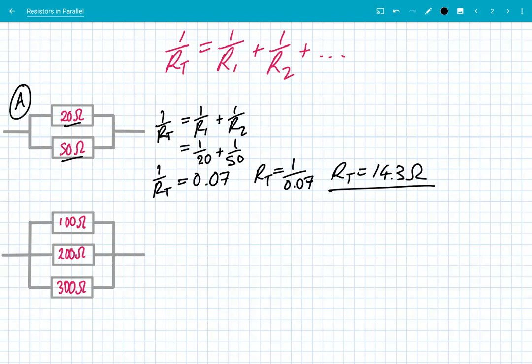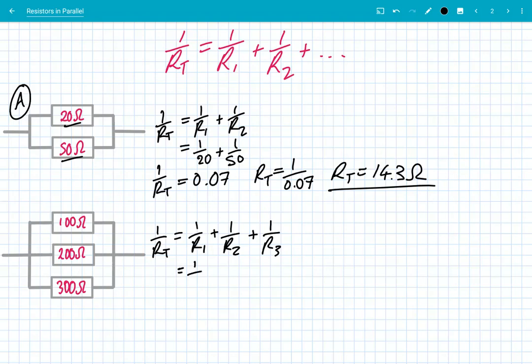And you'll notice that that is less than either of the resistors themselves. When resistors add in parallel, the total resistance is always less. Let's have a look at the next one. We've got three resistors this time. Therefore, 1 over RT is equal to 1 over R1 plus 1 over R2 plus 1 over R3.